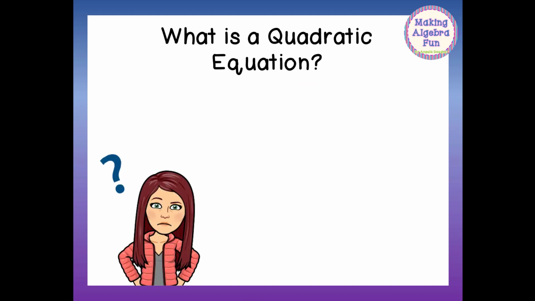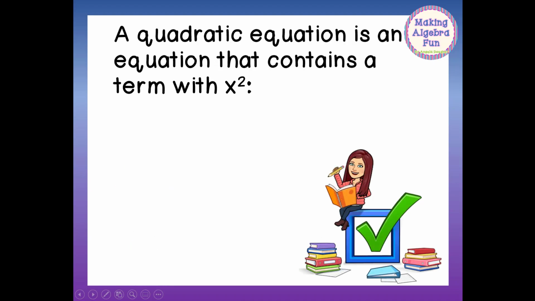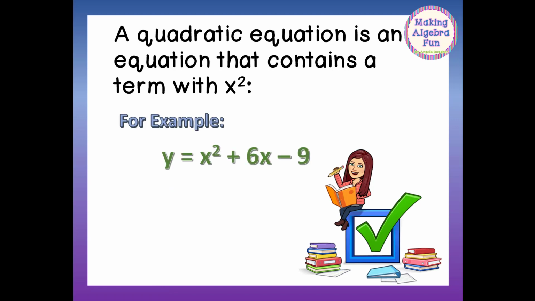So the first thing I want to answer is a question probably some of you have. What is a quadratic equation? So a quadratic equation is going to be an equation that contains an x squared. For example, y equals x squared plus 6x minus 9. This is the reason we call it a quadratic equation because the highest power of x is 2. Here's another example. You've got 7x squared. Here's another example. You have 4x squared.